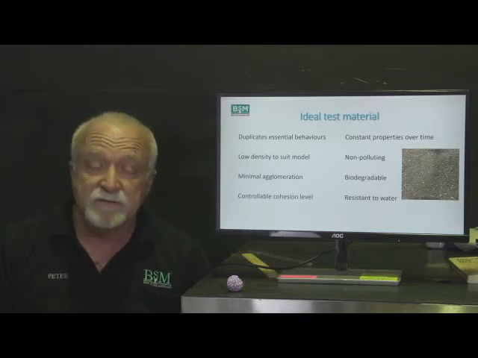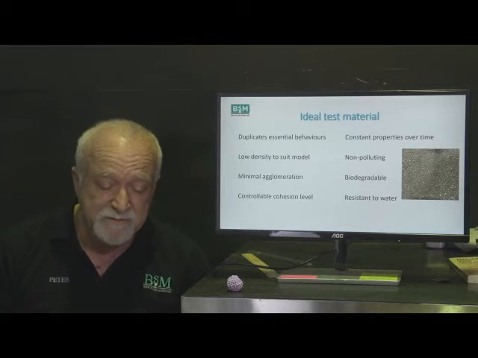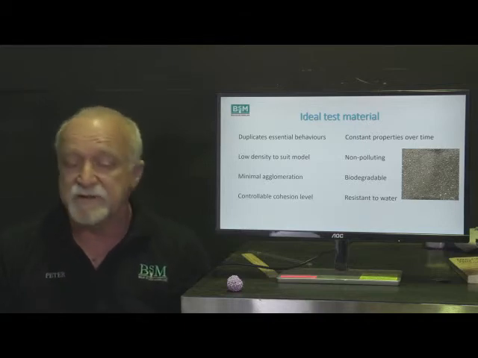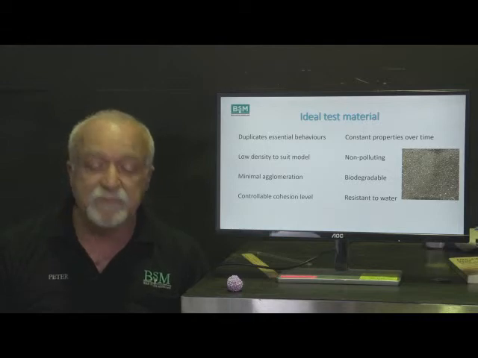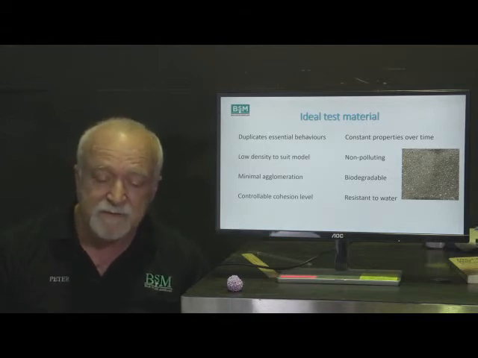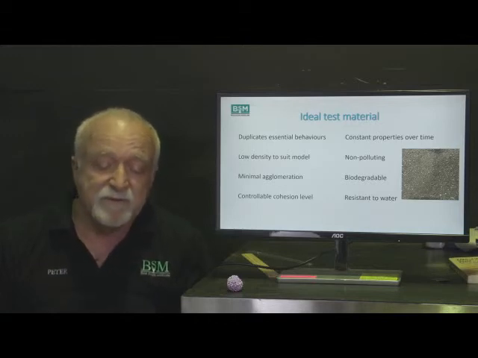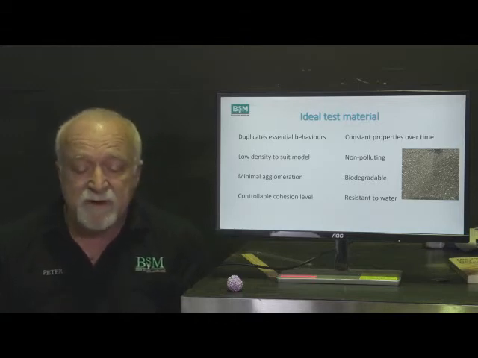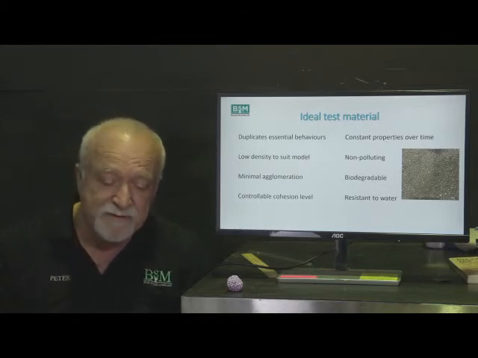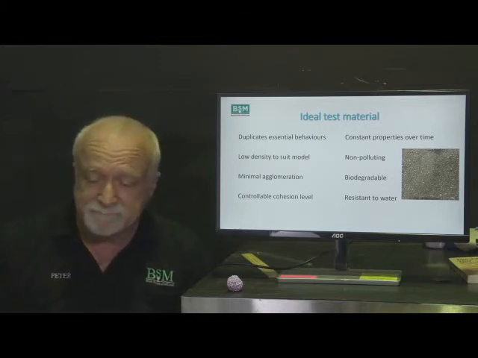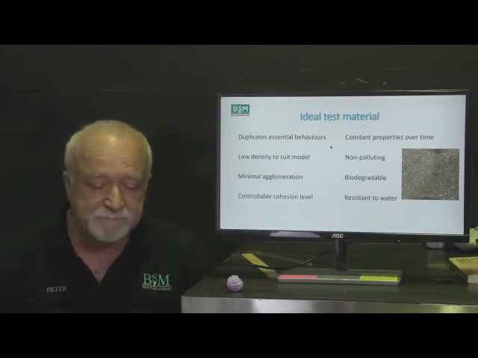We need to be able to control the cohesion. We can do this in the case of our materials by changing the moisture content. We can change it up and down without any hysteresis, we can get very good control, and we can measure the moisture level. We want the properties to be constant over time. We want them to be non-polluting, biodegradable, so we can throw the stuff away without any problems. Resistant to water, because we're going to use water in the system, so we don't want it to react with water.